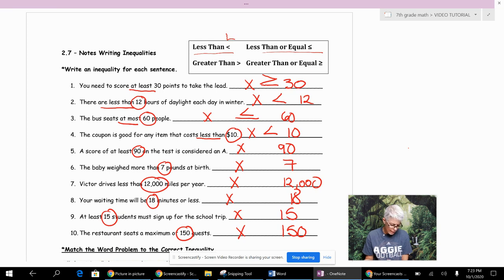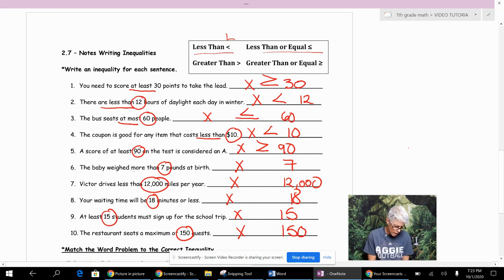So a score of at least 90 means maybe 90. But at least means actually more. Again, think about it. I will give you at least $90 to mow my lawn. Might I give you more if you do a great job? Might I give you 100? Because I'm going to give you at least. So X is going to be greater than or equal to 90.